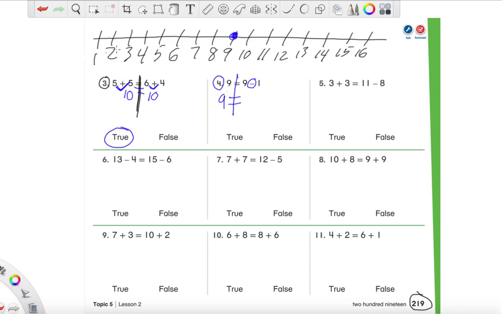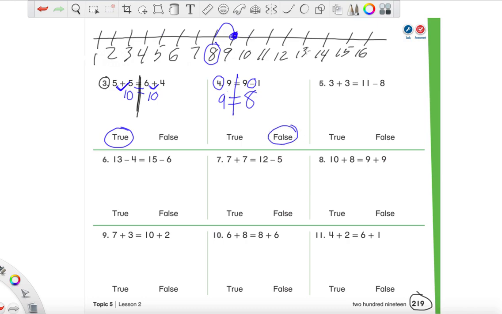I'm going to be jumping towards that little 1 because when we have a minus, we're taking away, and we're taking away just by 1 jump. So we jump and 1. And I land on 8. So is 9 the same as 8? No, not at all. 9 is not the same as 8, so we would circle false for this one.